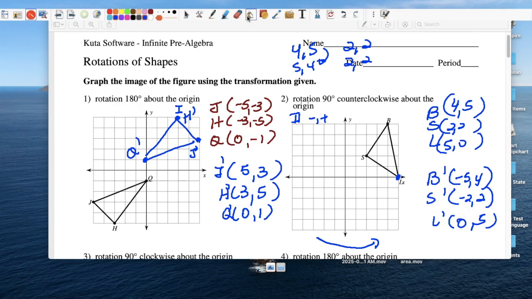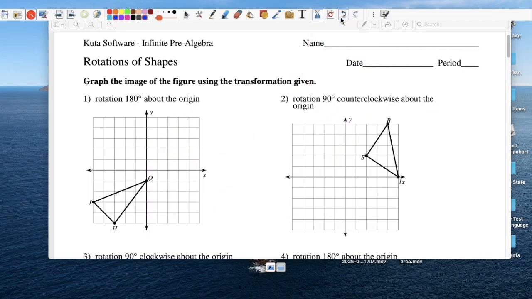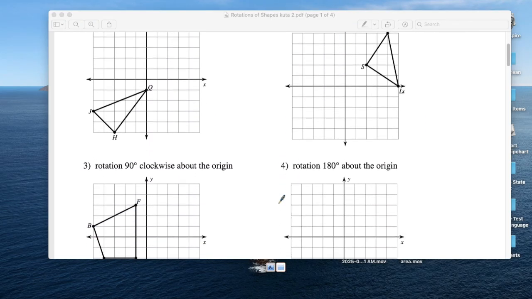Let's rotate this 90 degrees counterclockwise, so -5 and 4, it's over here, and that's point B prime. Point S, -2 and 2, right here. And then point L is going to be 0, 5, right here. So after the 90-degree rotation, it is over here. Not bad, right?